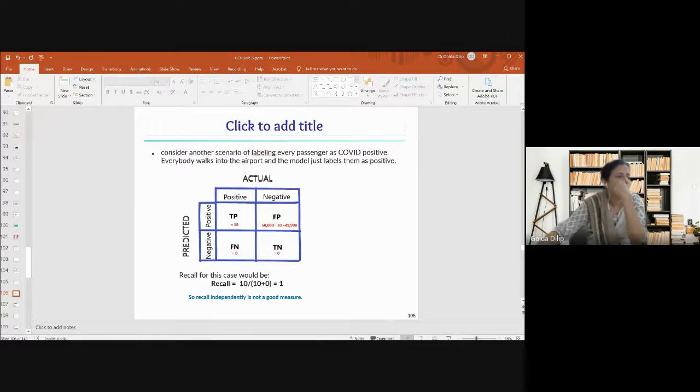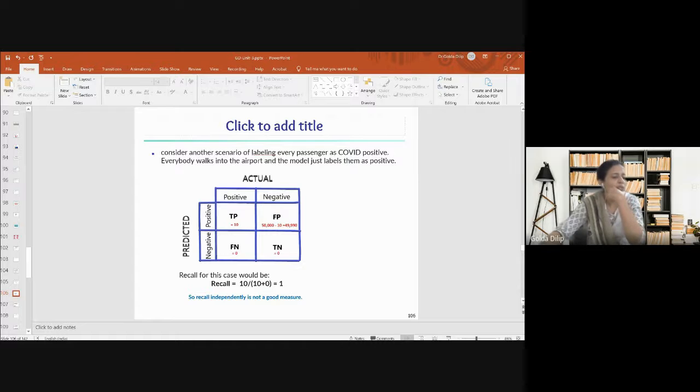Actually, if you label everybody as positive, that's not good, right? Labeling every passenger as positive, because expense-wise, we will have to spend time and money investigating each and every person before they board the flight. So that's not actually a good strategy.